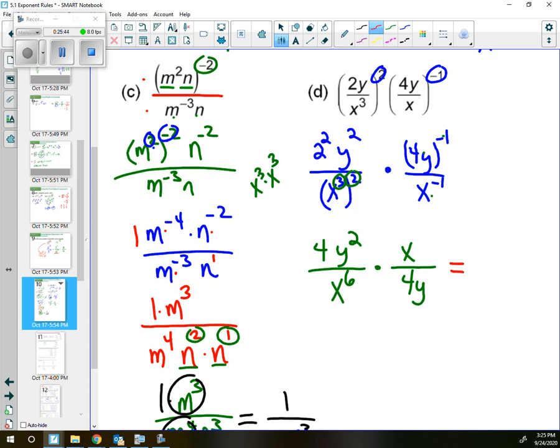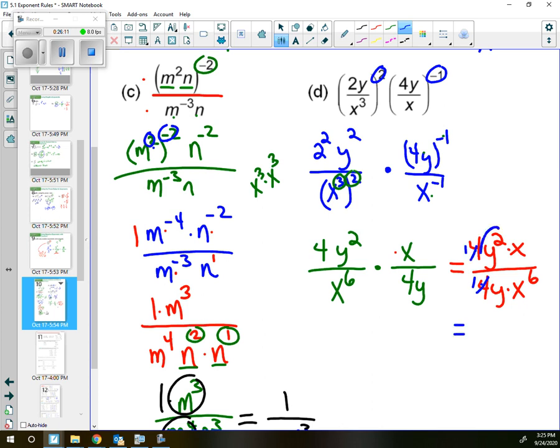Looks like in the numerator, if I multiply across, I have a 4y squared x. And in the bottom, I have an x to the, well, actually, let's put the 4 first. That'll be a lot easier. The 4y times x to the 6th. You can write the terms in whatever order you want, but sometimes I think it's nice to have the numbers first. All right, so let's see if we can reduce that fraction. So 4 divided by 4, sweet, that's a 1.